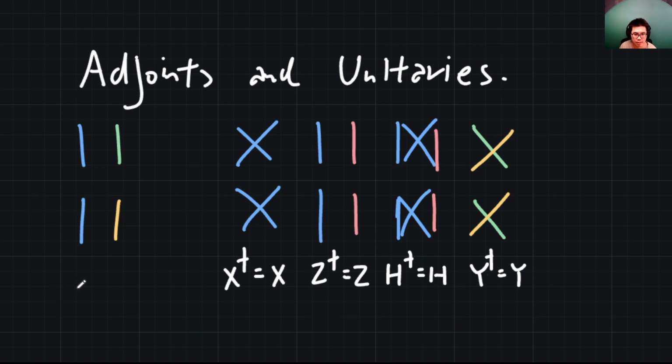S dagger is not equal to S anymore. But we also note that S dagger squared is still equal to Z. Anyways, S dagger is like the other square root of Z.